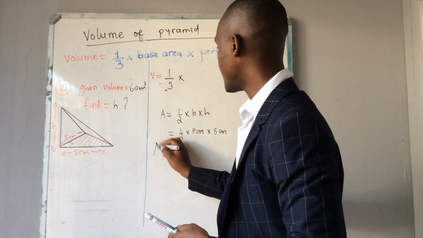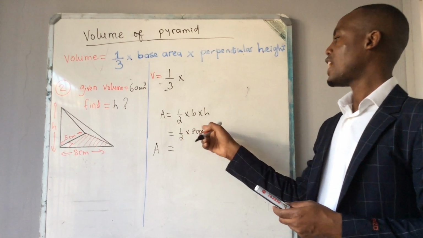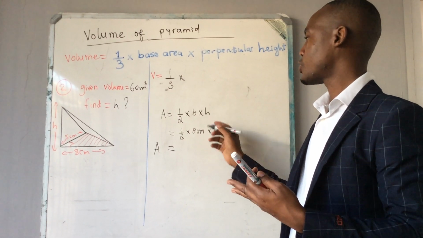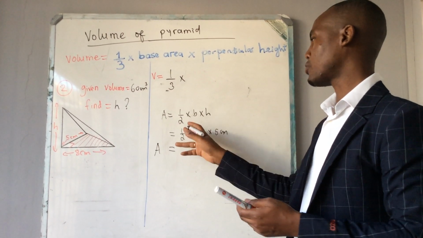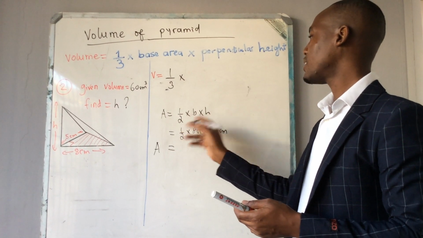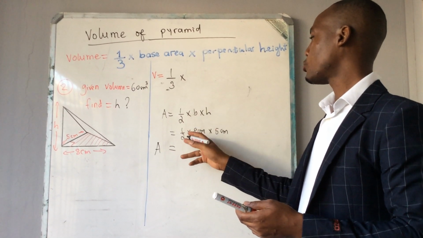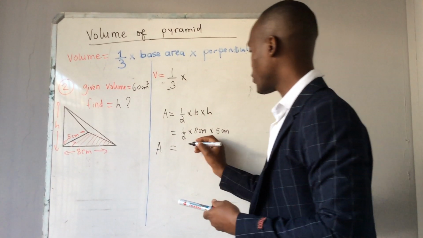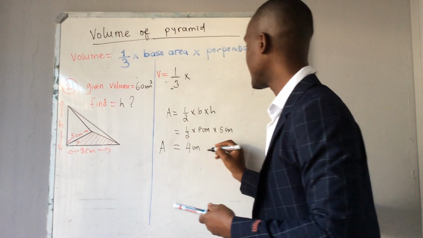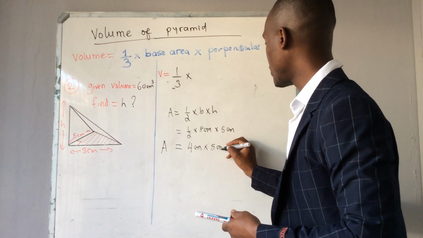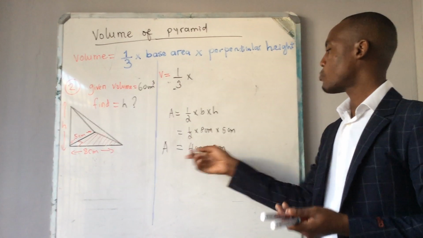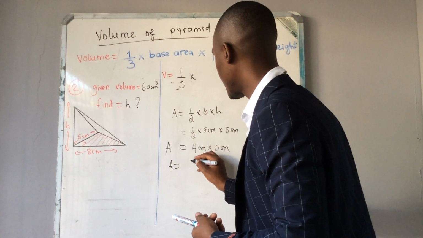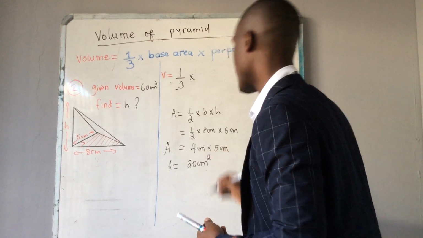Now this will give us as area 1/2 times 8, which is pretty much 8 divided by 2, because we assume that 8 has a denominator of 1, so 1 times 8 is 8, 2 times 1 is 2, so 8 over 2 is just really 4. So we put a 4 here, centimeters, times 5 centimeters. Now, all we need to do is multiply 4 centimeters times 5 centimeters, which gives us area equals 20 centimeters squared.